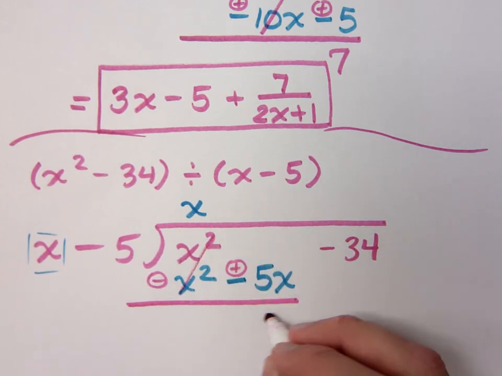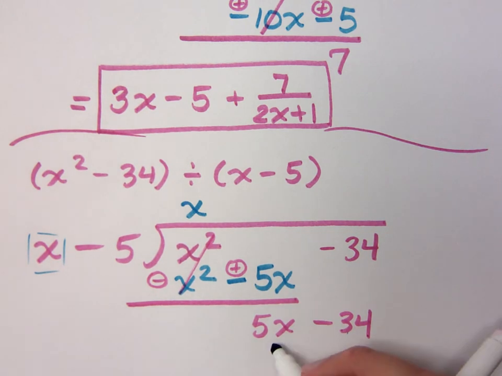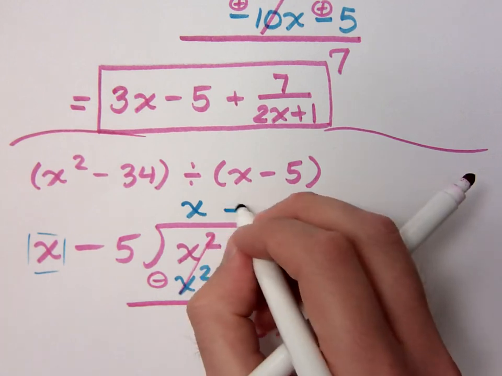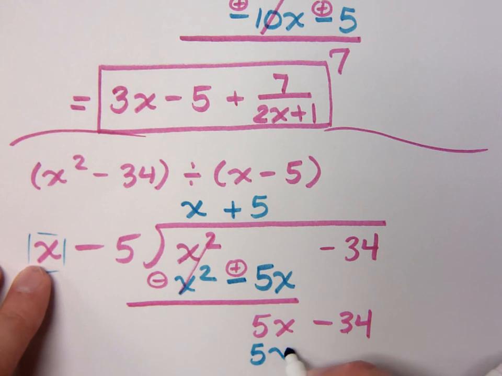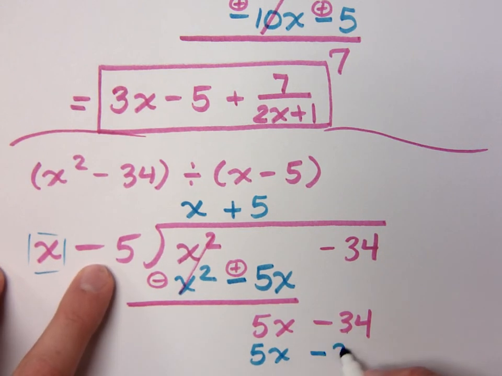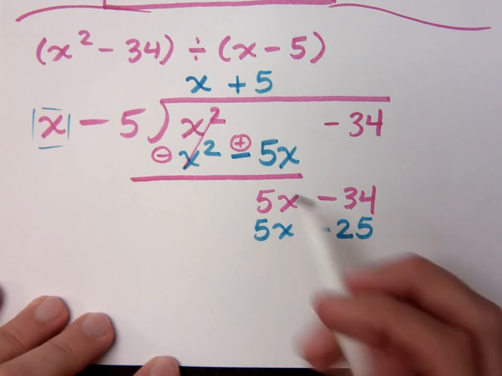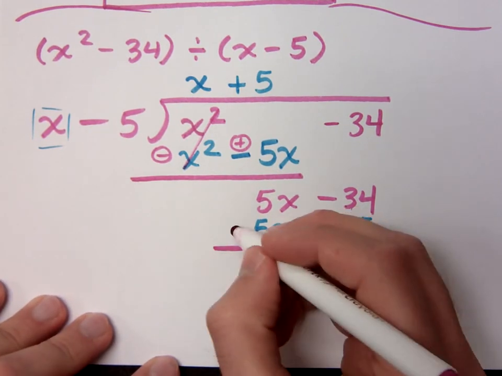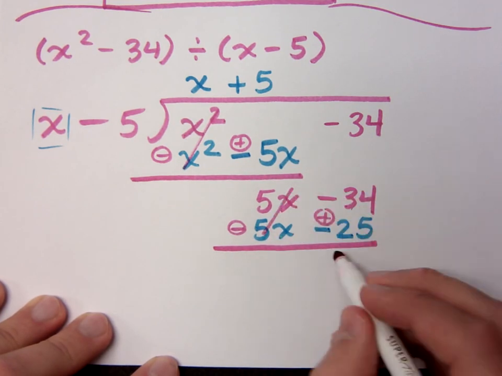So now I have a positive 5x, and now bring down the minus 34. Again, go back to your x. What would you multiply the x by to get 5x? Plus 5, right? So what's 5 times x? 5x. 5 times negative 5? It's negative 25, right? So here we draw the line and change the signs. So I get a remainder of negative 9.